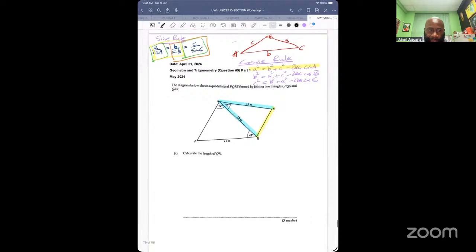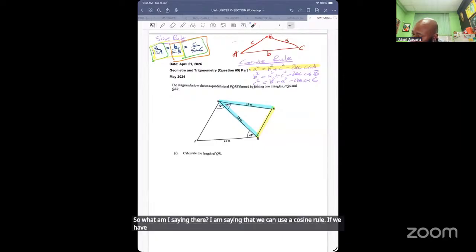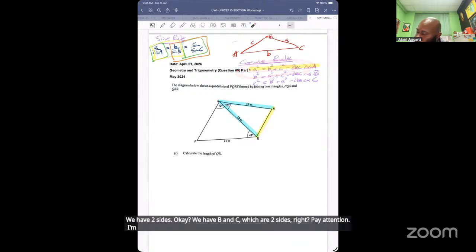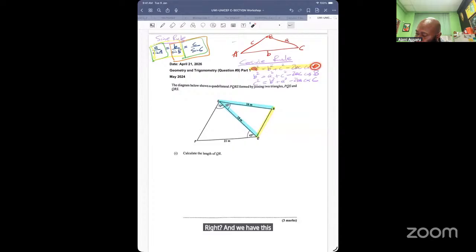So what am I saying there? I am saying that we can use the cosine rule if we have two sides. For example, we have B and C, which are two sides. Pay attention, I'm using this one right here. Let's say we have side B and side C, and we have this angle here, A, then we can find side A.